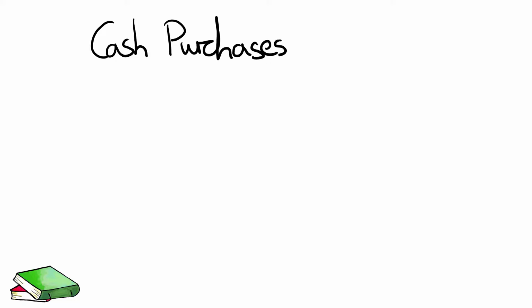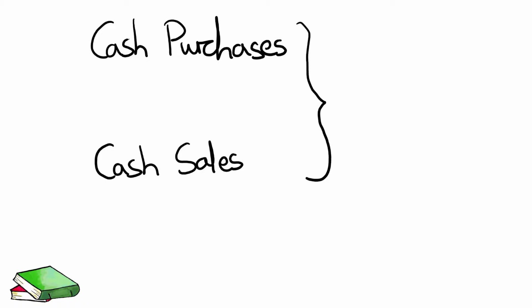So we're going to take a look at cash purchases, and then we're going to take a look at cash sales. We're going to take a look at these transactions in terms of general journal entries and then the ledger entries as well.